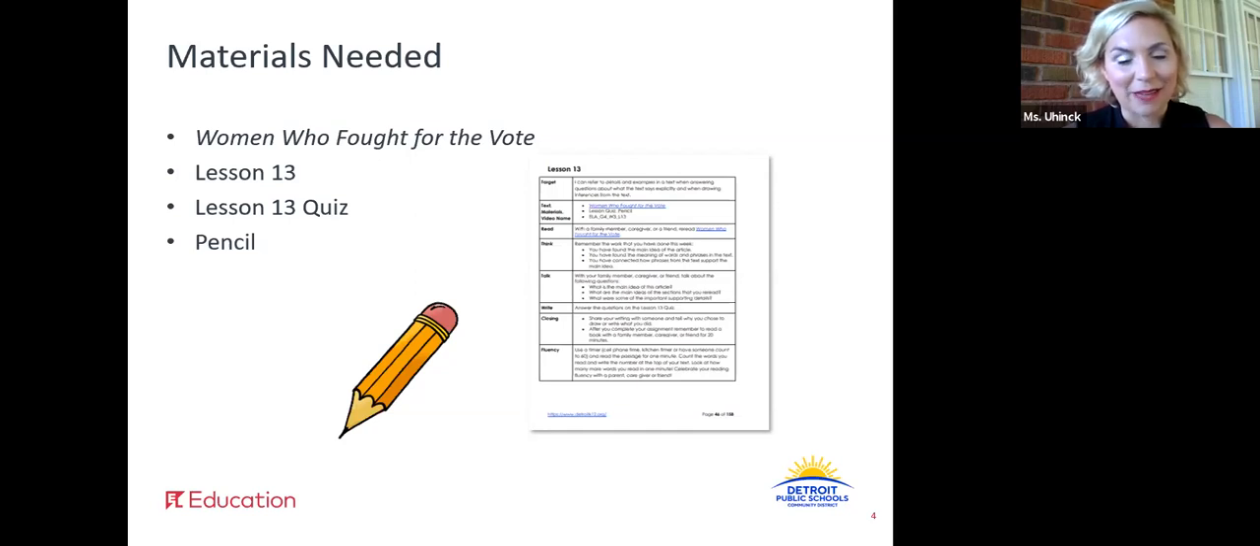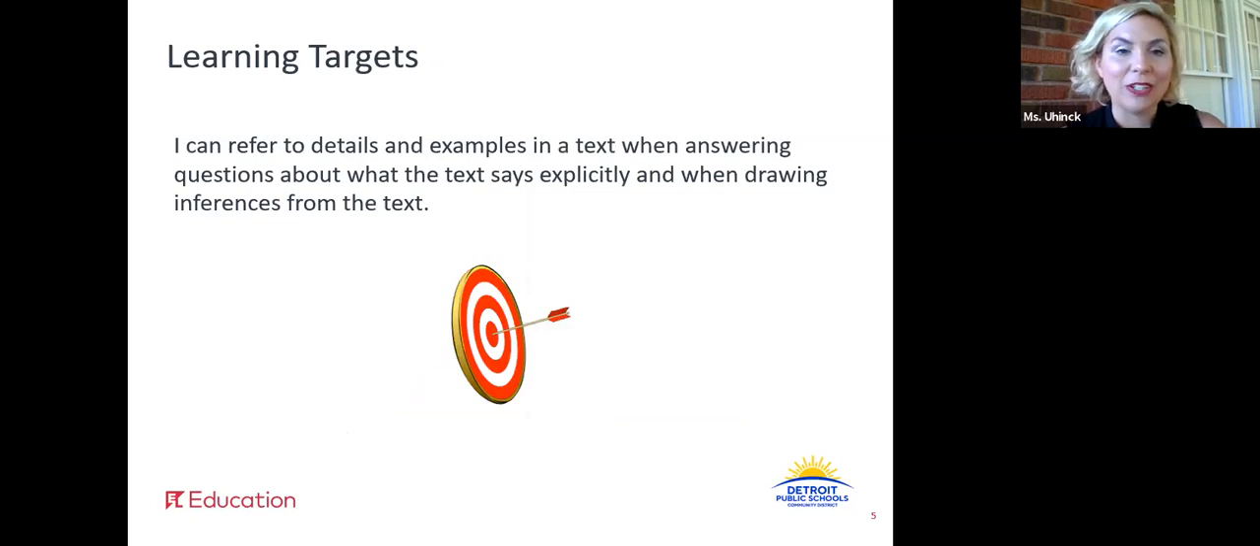Great, now that we have our materials, let's look at our learning target for today. I can refer to details and examples in a text when answering questions about what the text says explicitly and when drawing inferences from the text. Okay, so let's look at this learning target because it actually gives you some clues to what you're going to be doing when you're answering questions today.